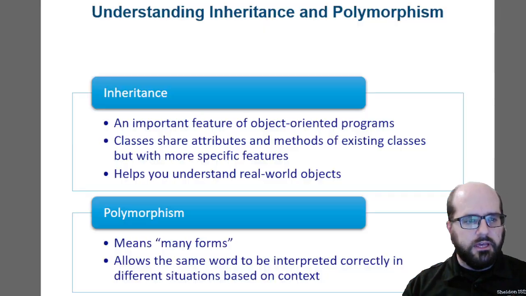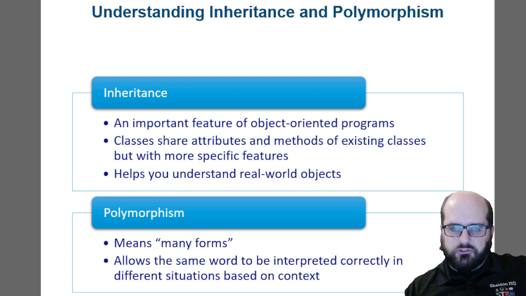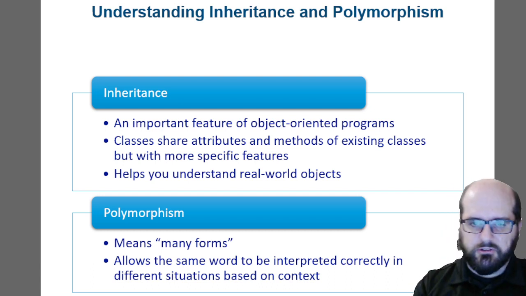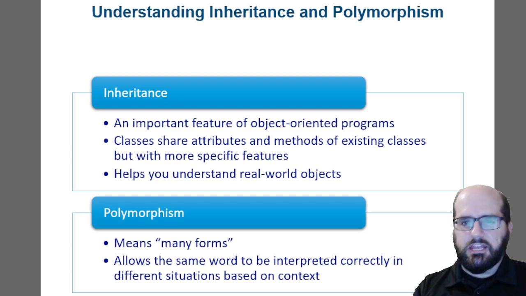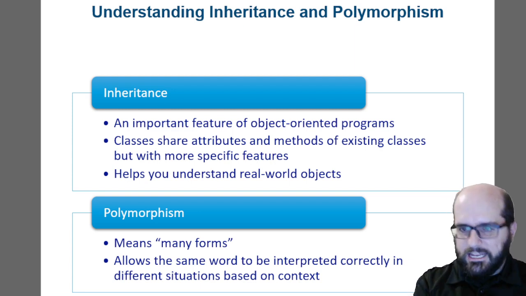Inheritance refers to a child sharing attributes of a parent, but with more specific features. Effectively, I can create a class and then I can borrow from that class and say, this particular thing extends that particular thing, and I can use that other thing to help me define this new object.